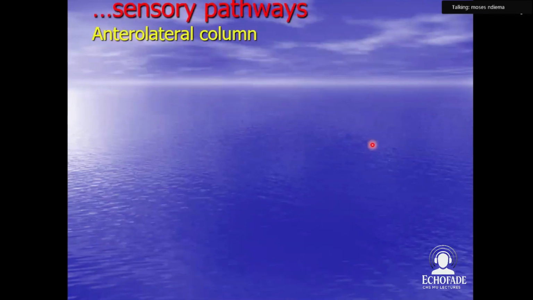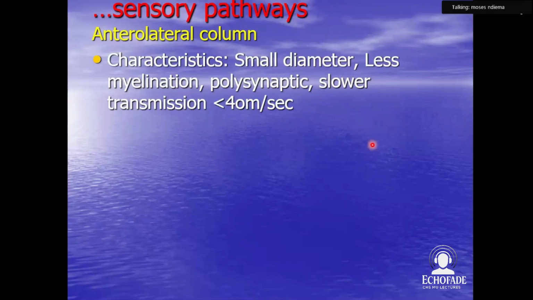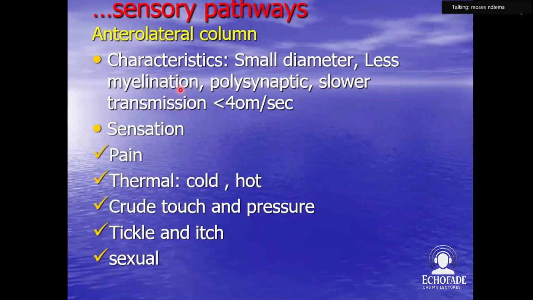In the case of the general sensation in the anterolateral column, we have very many synapses. The transmission is slow, and the diameter of those neurons is smaller. The myelination is not as well developed. Remember when we talked yesterday, we said that the myelin sheath is very important in fast transmission of the impulse, apart from the diameter. So these ones are not as heavily myelinated compared to what we have in the dorsal column. So we need to note that.